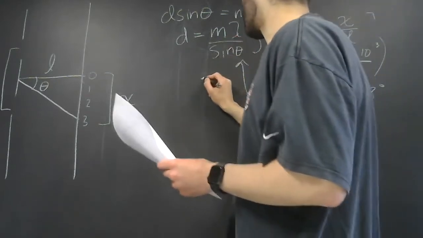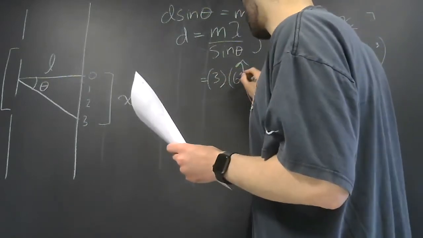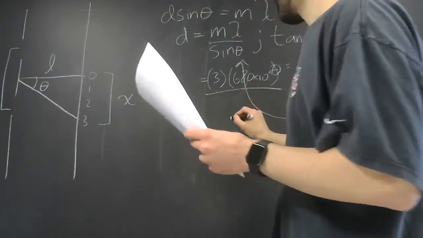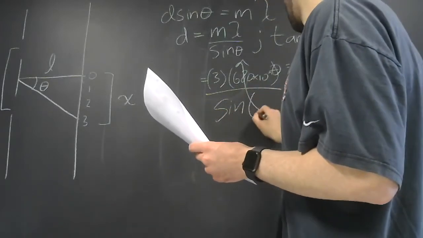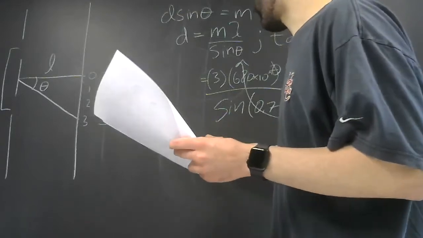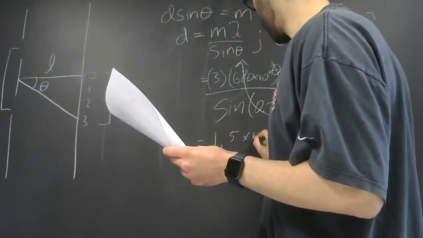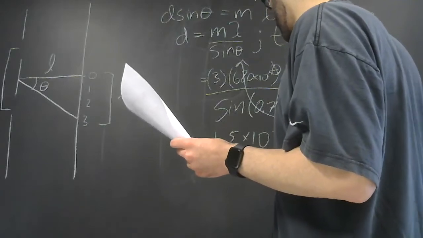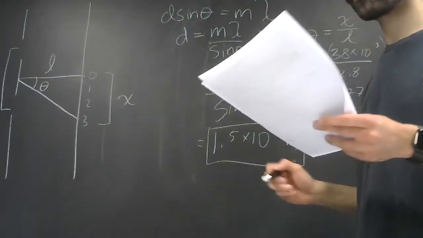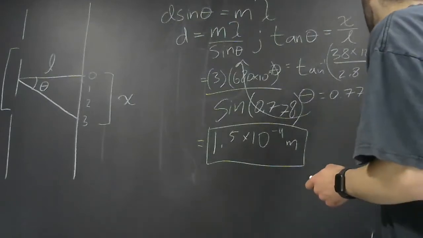So now we can plug in. m is given, remember it equals 3. We're given the wavelength here, it's 680 times 10 to the minus 9 meters, divided by sine of the angle we just got. And that all comes out to equal 1.5 times 10 to the minus 4 meters. So really small distance between them. That's kind of it.